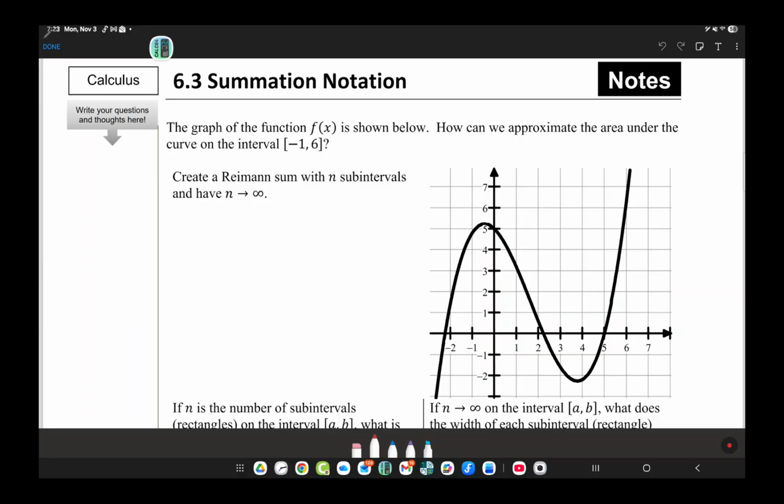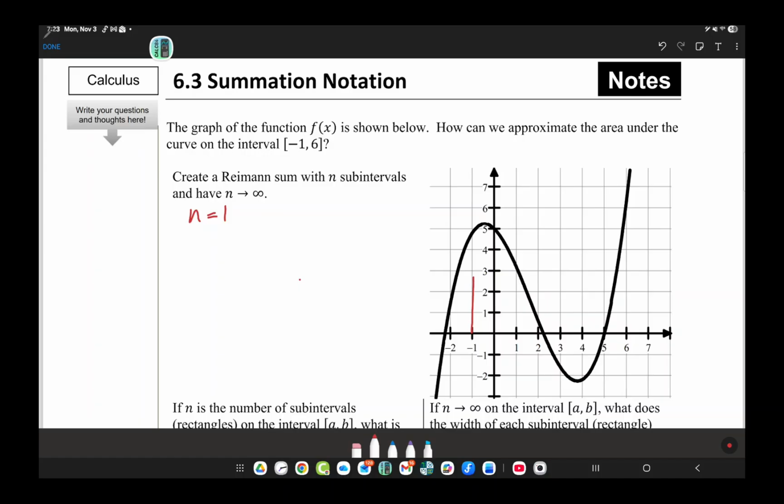The graph of the function f of x is shown below. How can we approximate the area under the curve from -1 to 6? Now it does say create a Riemann sum with n subintervals and have n go to infinity. Okay, now the first idea is what happens if we have n equal to 1? Now, you don't write this down. I'm just going to show you something we've kind of already thought about.